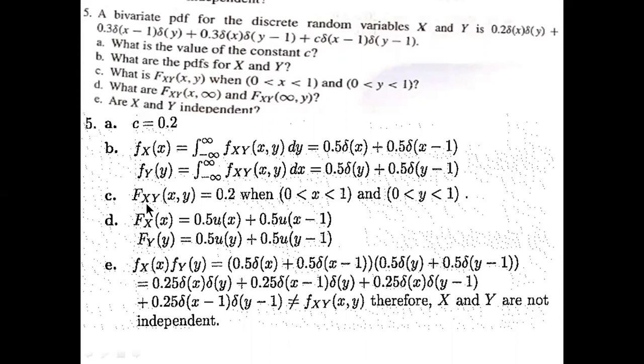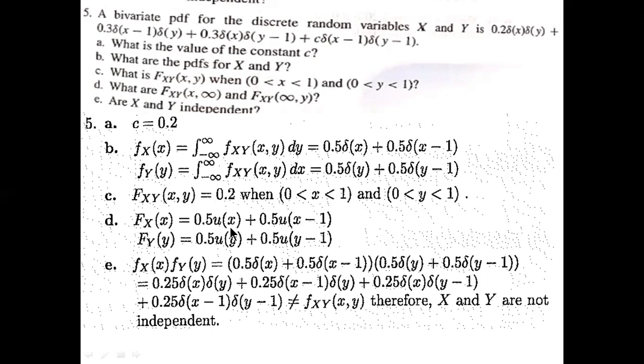Then F_X(x), the cumulative distribution function of a single variable, will be just the integration of this. So the integration of δ(x) will be u(x), and the integration of δ(x−1) will be u(x−1). Similarly, F_Y(y), the cumulative distribution function, will be the integration of the PDF, and the integral of δ(y) will be u(y), and the integral of δ(y−1) will be u(y−1).